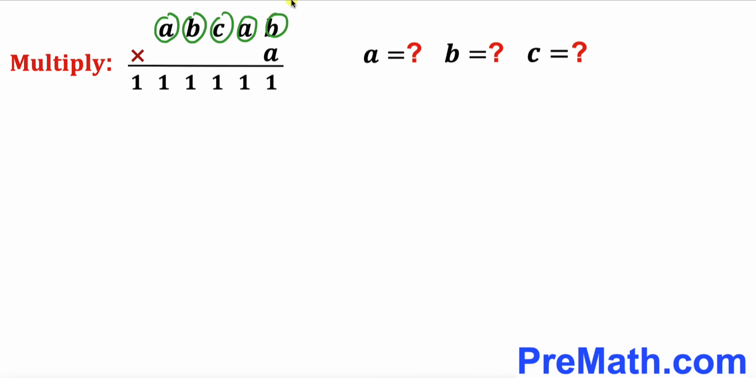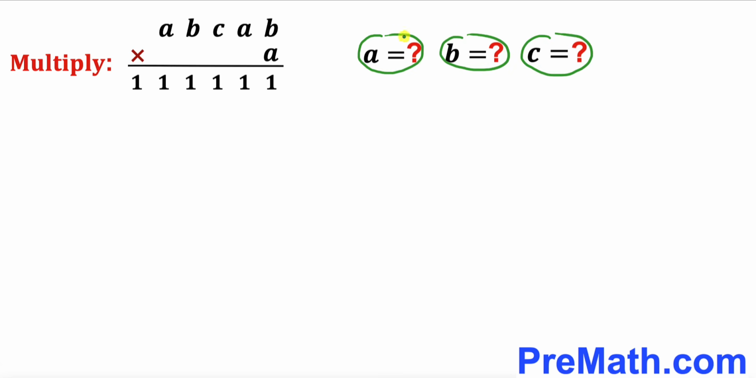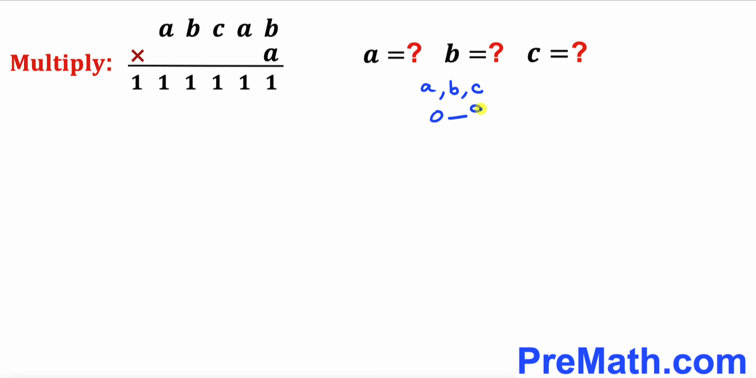In this video, we have this 5-digit number, A, B, C, A, B, and we are going to multiply it with a 1-digit number A. Once we multiply these numbers, we are supposed to get 111,111. Our task is to find the value of A, B, and C so that this condition is satisfied. Bear in mind that A, B, and C take values between 0 and 9.